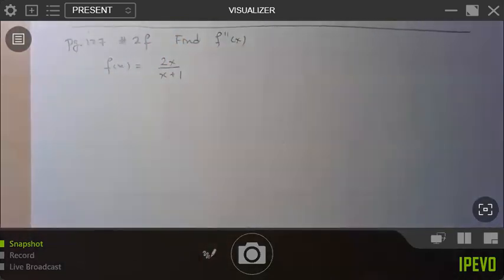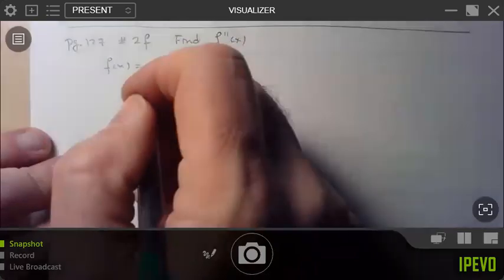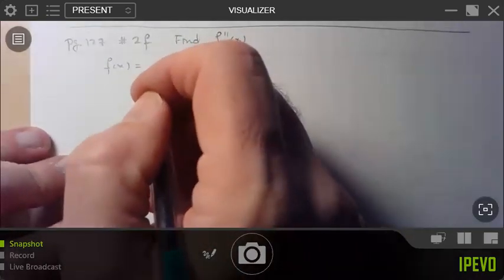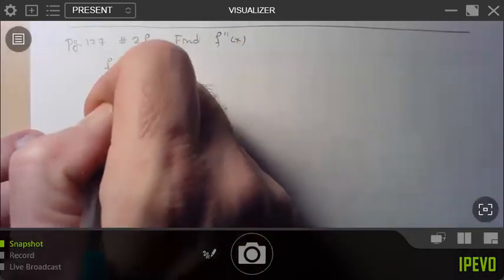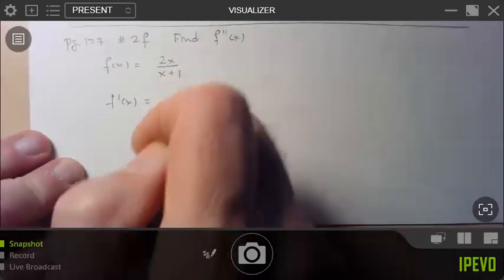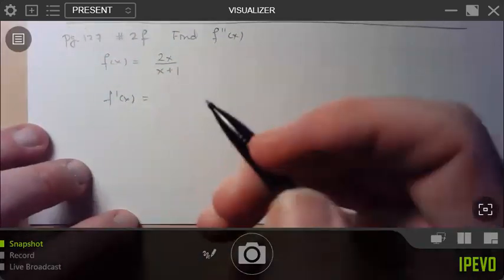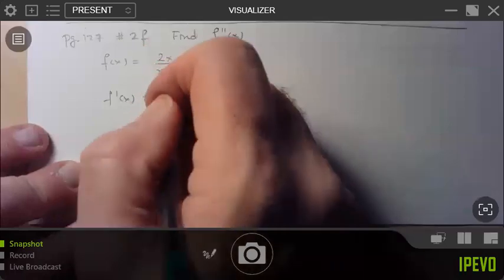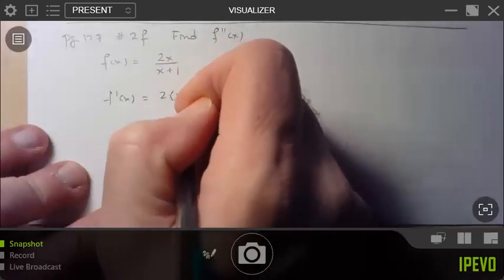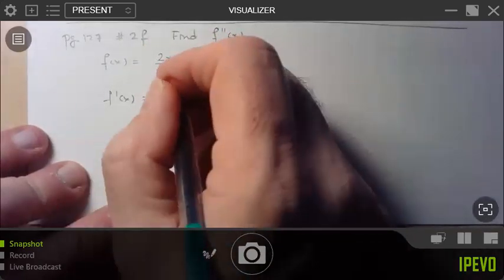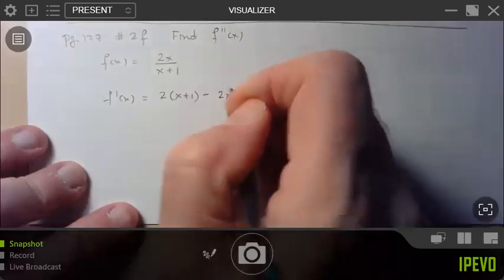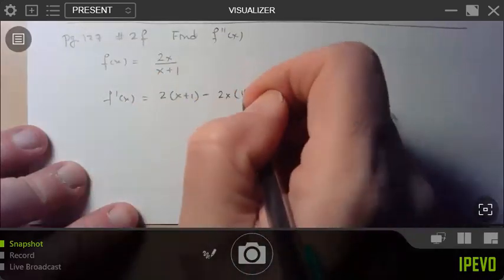All right, so if I want to find the second derivative, well, step number 1 is to find the first derivative. So let's do that here. First derivative, I'm going to have to use the quotient rule. So now I'm going to start going faster here, okay? Derivative of the numerator, 2, times the denominator function, x plus 1, minus the numerator function, 2x, times the derivative of the denominator function, which is just 1.